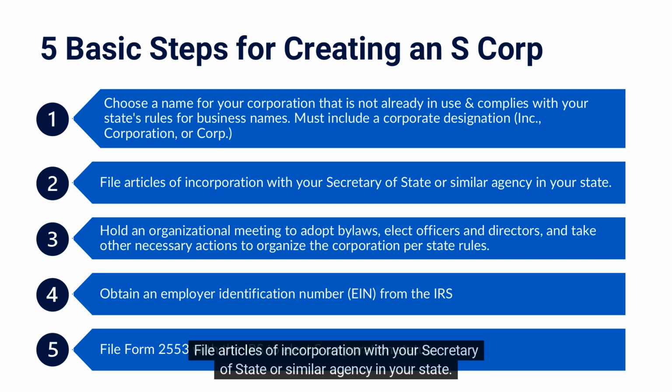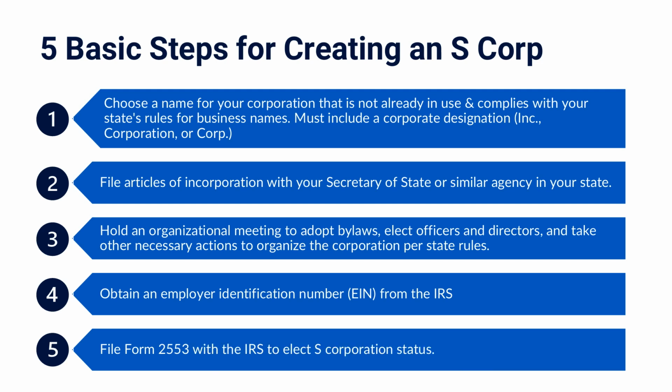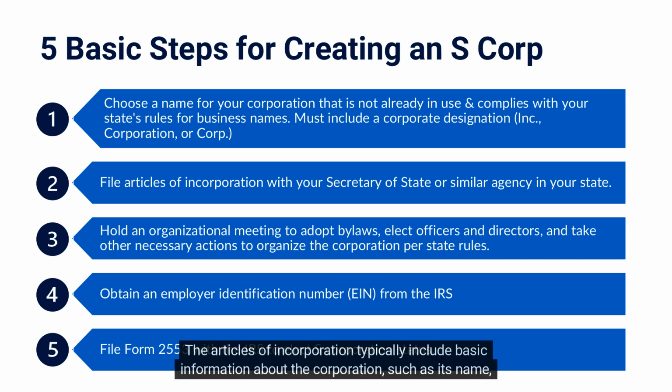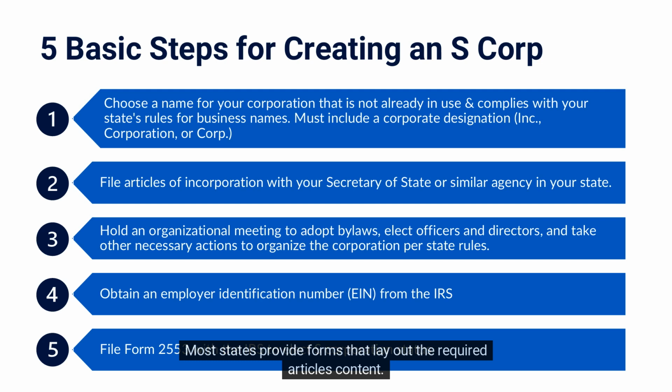File articles of incorporation with your Secretary of State or similar agency in your state. The articles of incorporation typically include basic information about the corporation, such as its name, principal office address, registered agent, purpose, duration, and the number of shares of stock it is authorized to issue. Most states provide forms that lay out the required articles' content.